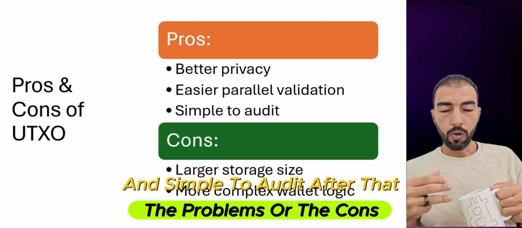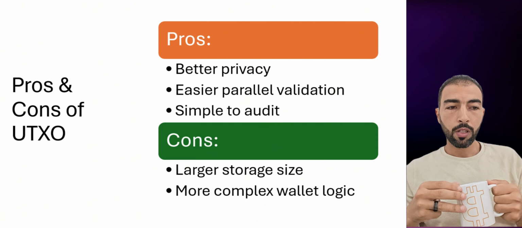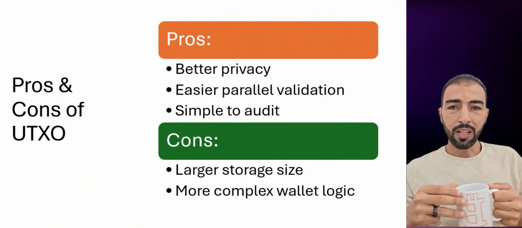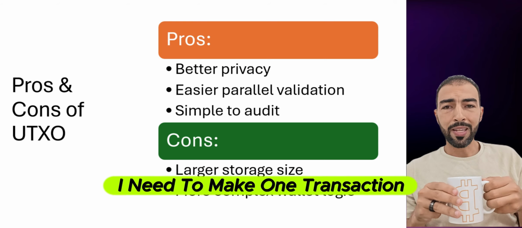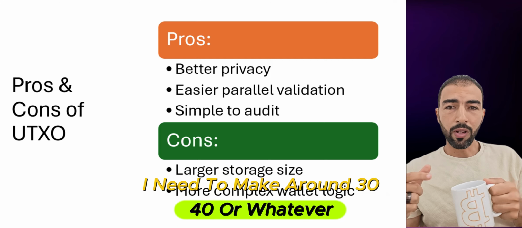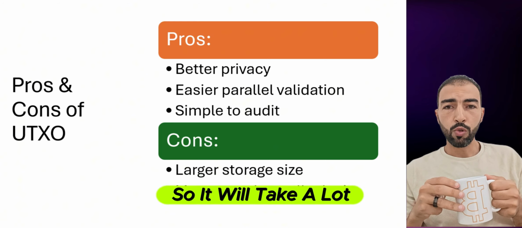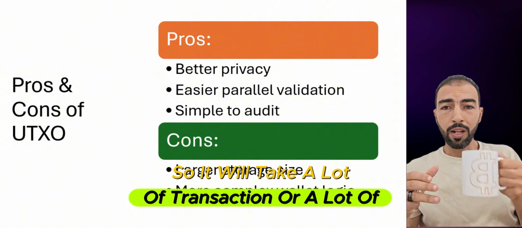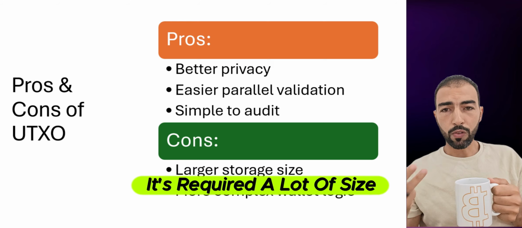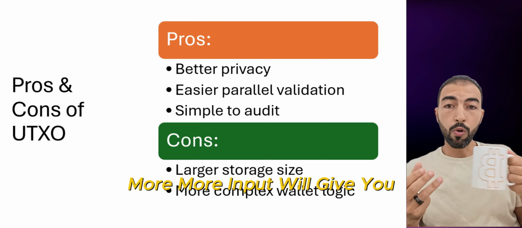The problems, or the cons: you have a large storage size since you have a lot of UTXOs in your wallet, and it is more complex. If I need to make one transaction with 30 BTC, I may need around 30, 40 inputs or whatever. It depends on how much I have in my wallet's UTXOs. So it will take a lot of transaction data to send. And this a lot of data requires a lot of size and a lot of fees. More inputs will give you more fees.